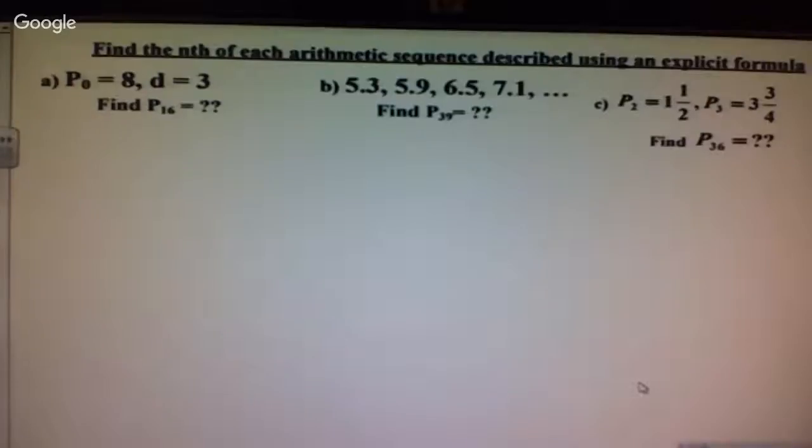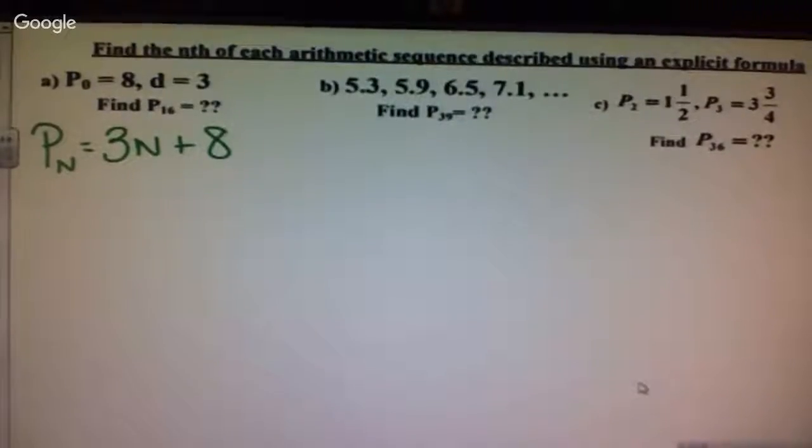Okay, so while you need to keep the recursive formula in the back of your mind, the one we're really going to use is that explicit formula. So if I give you that P sub 0 is 8 and D is 3, what does my explicit formula look like? P sub n equals. What number goes in front of n? 3n, that's my D value, plus 8.